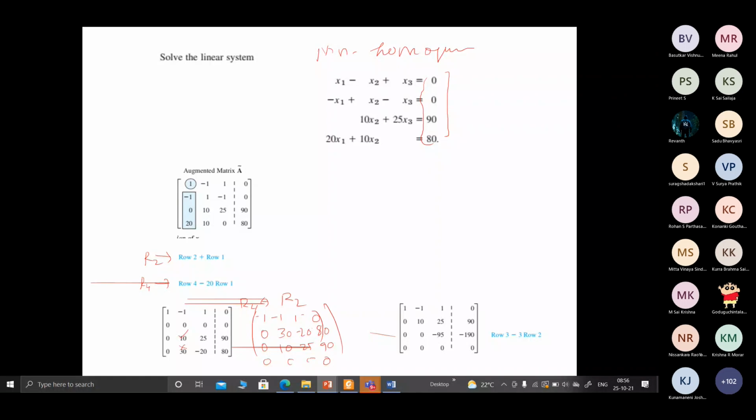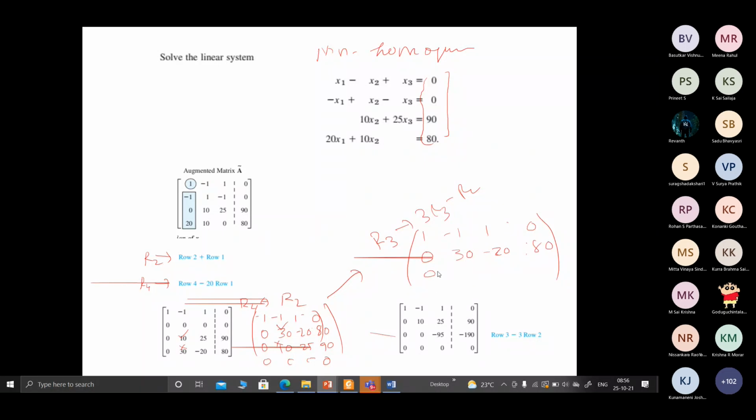Now I'll write it in a slightly different way. Now with the help of this entry, make this entry 0. So what is that now? R3 is 3R3 minus R2. That's all. So what will happen? 1, minus 1, 1, 0, then 0, 30, minus 20, 80.